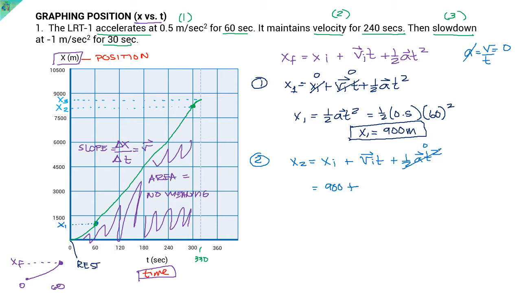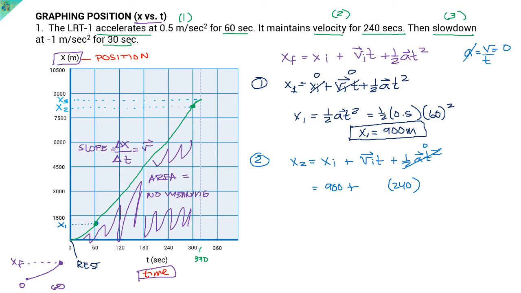Our formula is 900 plus VIT. Do we have time it took for this velocity? Yes, that's 240 seconds. Let's write it down. However, we don't have yet the velocity for the second situation. Can we search for that? Yes.